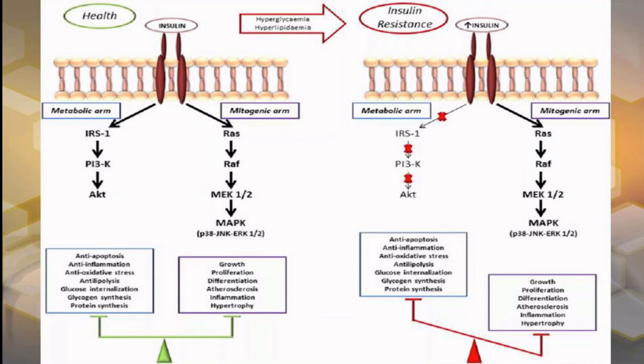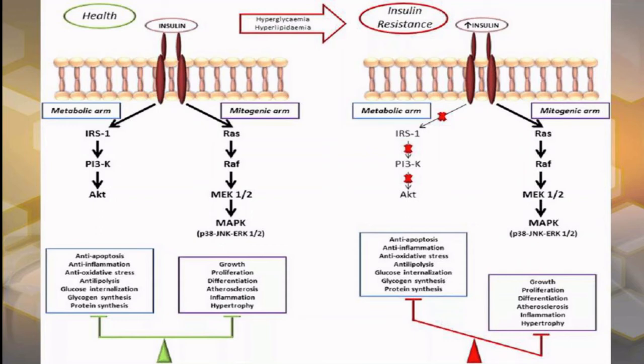This is another figure which indicates insulin resistance. What is insulin resistance? Insulin resistance is seen in patients who suffer from diabetes mellitus or adult onset diabetes mellitus, where insulin is being synthesized but the receptor is increasingly non-responsive to the insulin that is present in the body. That is called insulin resistance. It is based on two different arms of the insulin receptor: one is the metabolic arm, the other is the mitogenic arm.